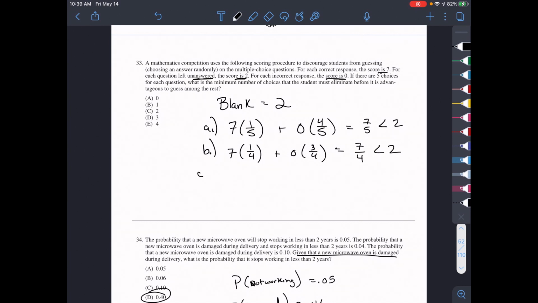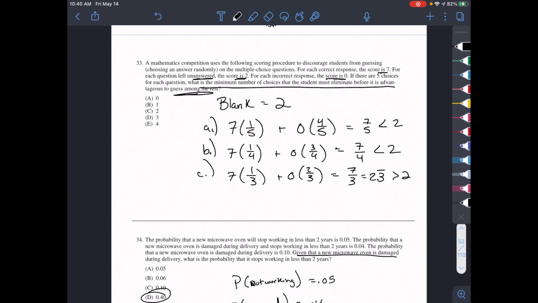So for C, if we eliminate 2 choices, now it's a 1 out of 3 guess, plus 0 times 2 out of 3, which gives you 7/3, which is 2.3 repeated, which is greater than 2. So if it's asking what is the minimum number of choices the student must eliminate before it is advantageous to guess among the rest, the minimum number you would need to eliminate is 2.